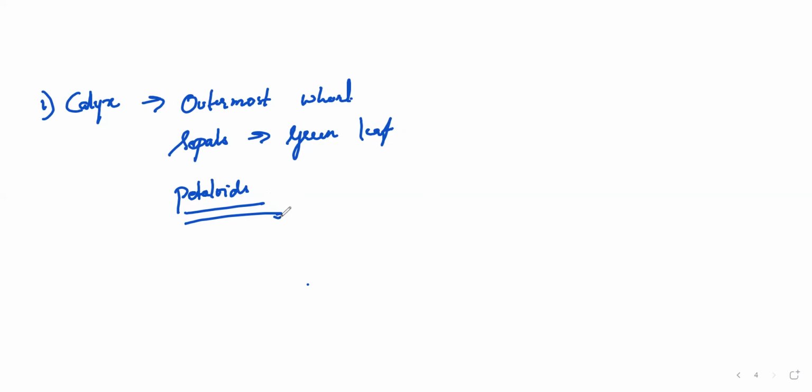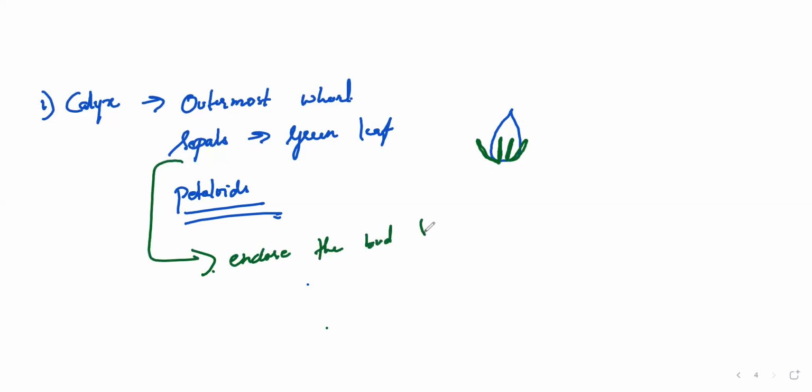Petaloids. Okay, so whatever the sepals are there, they will enclose the bud. For example, if this is a bud, you will see green color sepals present here. What the sepals are initially doing is giving protection to that particular bud, because the bud is a very delicate stage. So hence the sepals will enclose the bud and protect it.